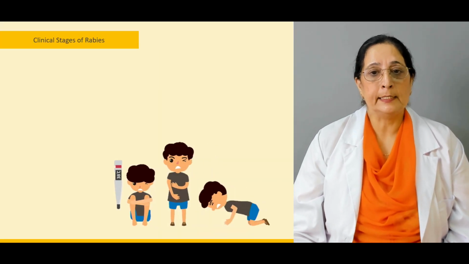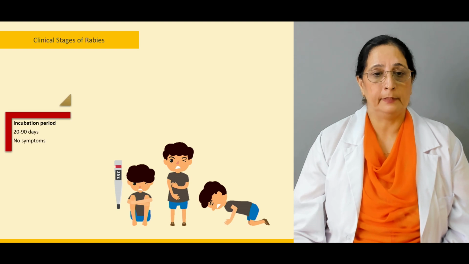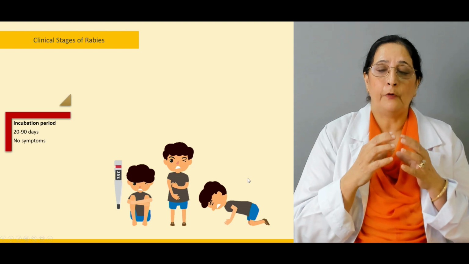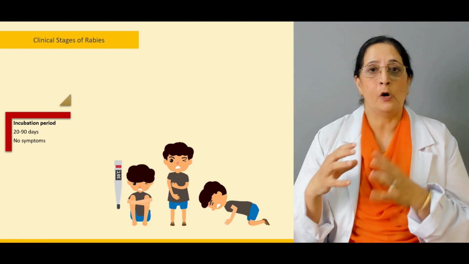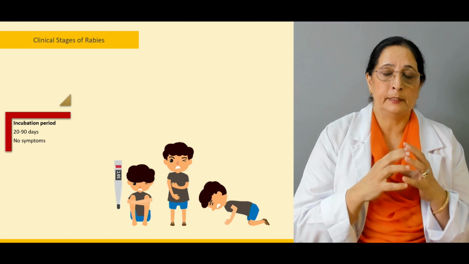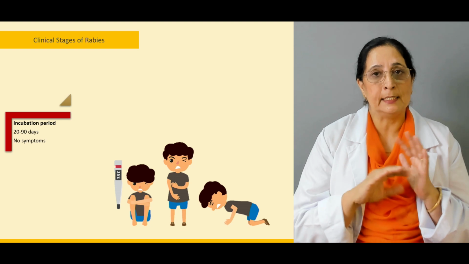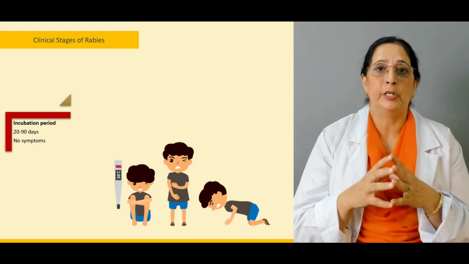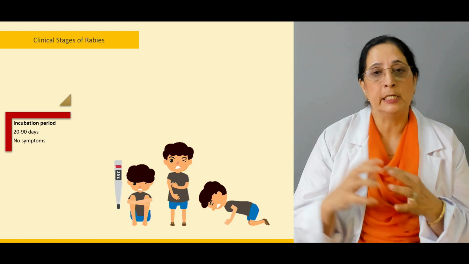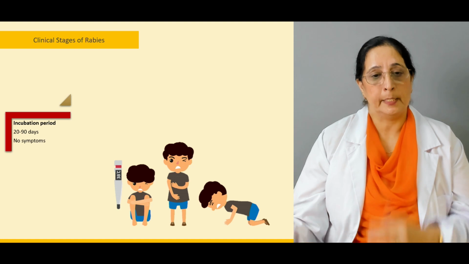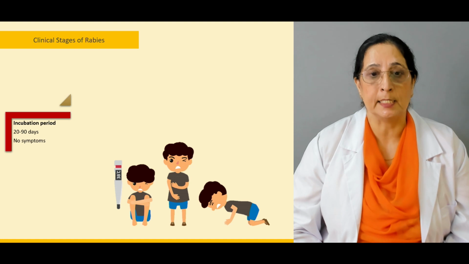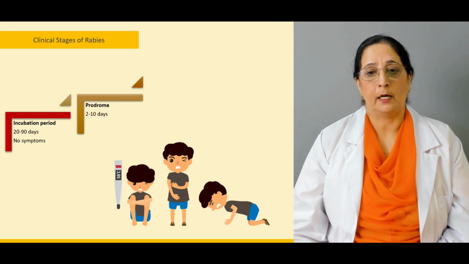Next, the clinical stages of rabies. There is the incubation period. The incubation period is the period from the infection to the onset of the symptoms. So first, it's between 20 to 90 days, usually with no symptoms in the incubation period. So it's the period from the bite to the onset of the symptoms. It's a long period, 20 to 90 days, and no symptoms are present.